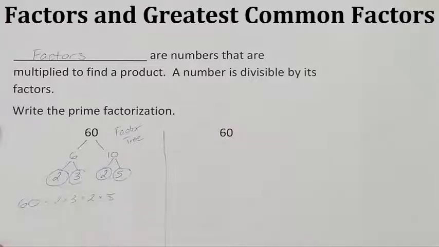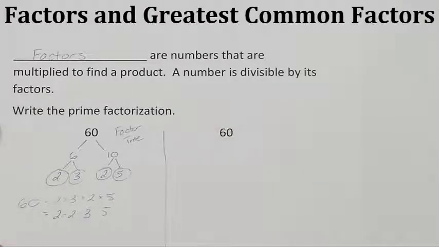This is the prime factorization of 60, except we're in algebra, we're in high school now. We don't do the little x's for our times signs, and these should in theory be written in numerical order. So this should be written as 2 times 2 times 3 times 5. This is the correct prime factorization.